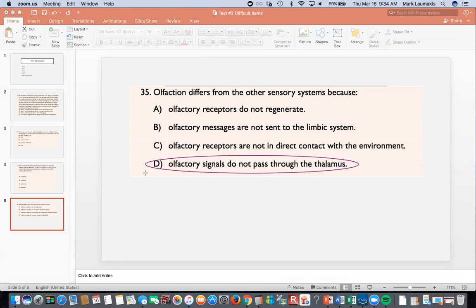Okay? Any questions about that item or any other item that you've been obsessing about since Tuesday? Any feedback on the test? Too easy, too hard, just right, fair, unfair? What do you guys think?